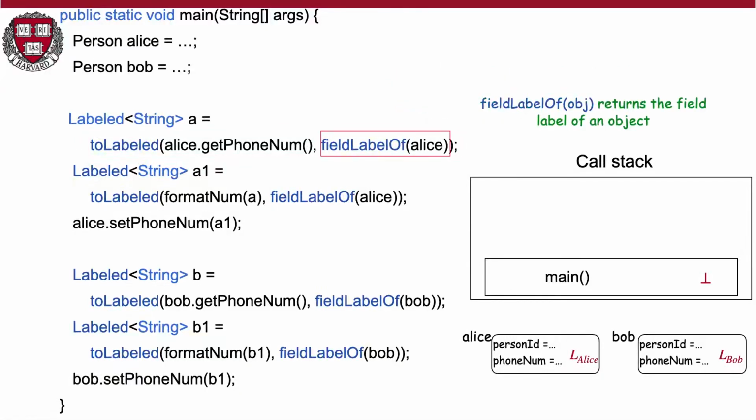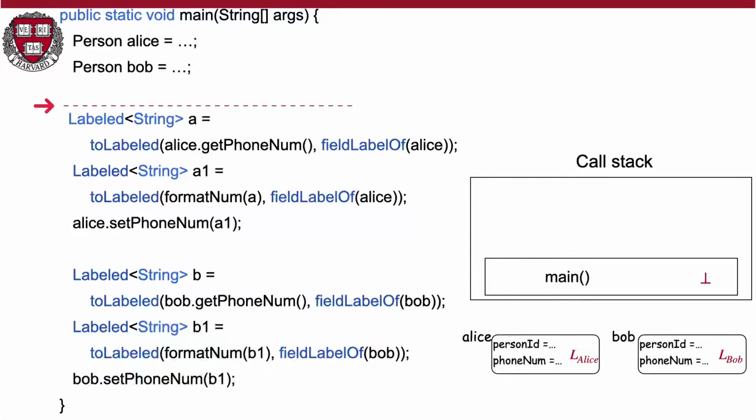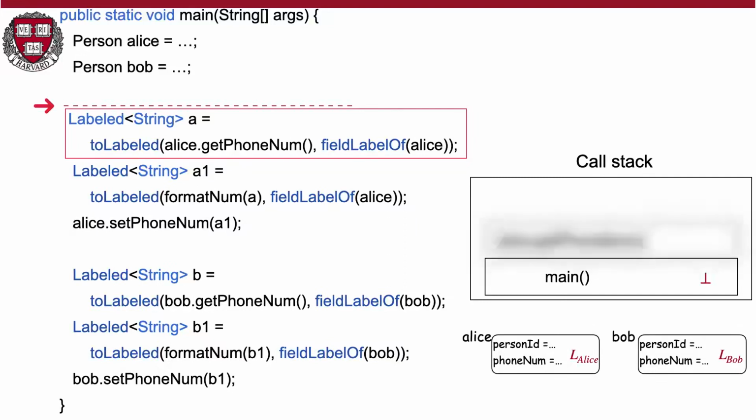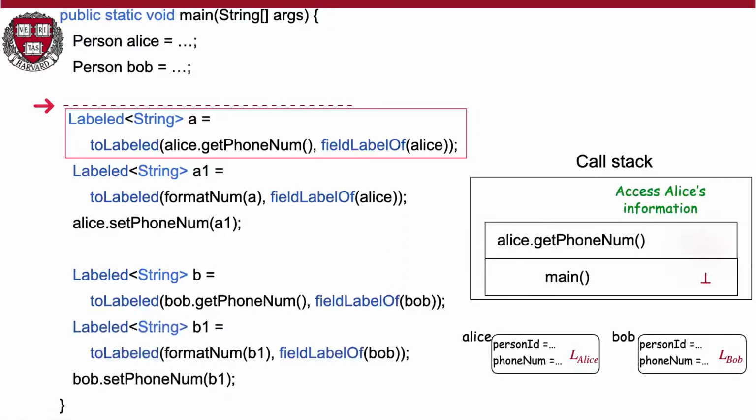The operator fieldLabelOf retrieves the field label of the argument object. This example shows a modified version of the previous example by using labeled values. Let's see how it works. Here, we construct the labeled value using the toLabeled operator for the method called getPhoneNumber and the field label of object Alice. The callee container accesses Alice's phone number, and its context label is LS when it returns.